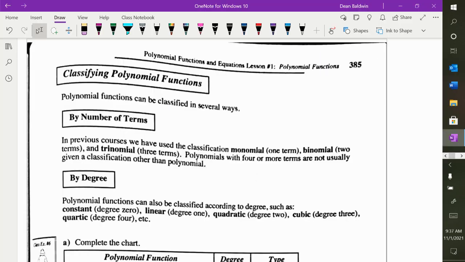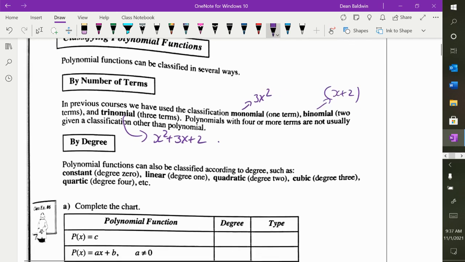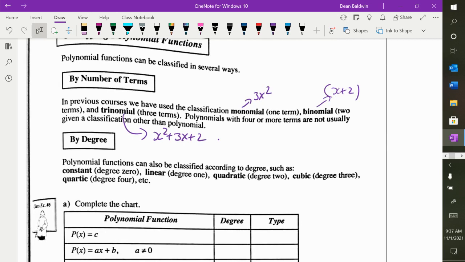And I'd say you already know this stuff. You can classify polynomials by the number of terms. A monomial would be one term, so that's like 3x squared. A binomial, we've all seen those, like x plus 2. Trinomial, that's the kind you always factor. It's got 3 terms. All right? You can classify a polynomial like that. You can classify it by degree, which we also have done.